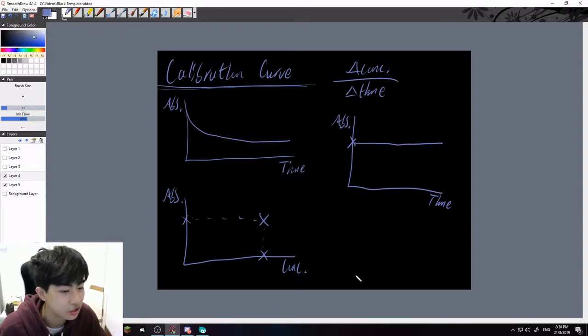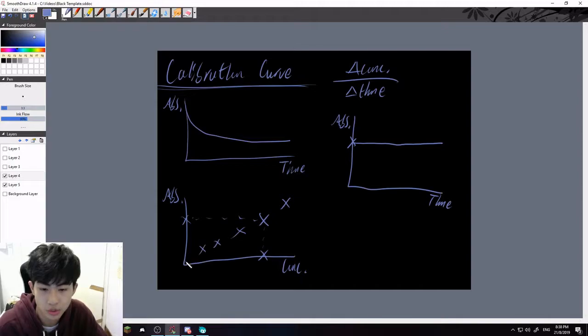We could actually just put pure solute. We know its concentration. We could just put pure solute into the cuvette, and we could find an absorbance due to that. And what this is going to give us is a linear relationship between absorbance and concentration.